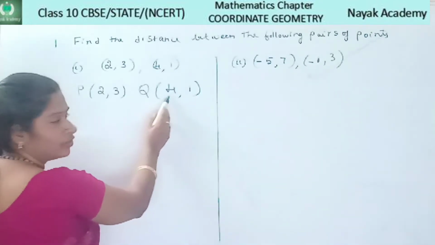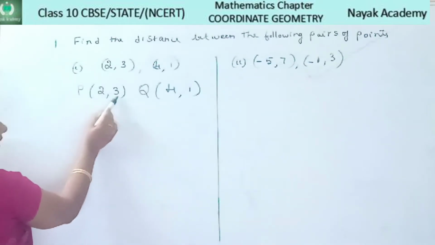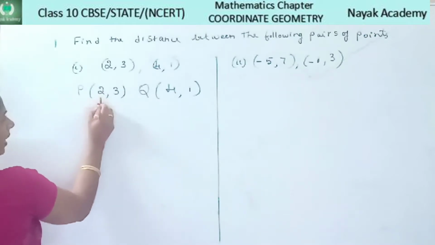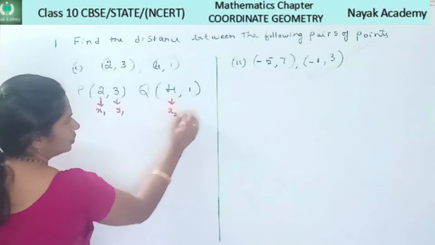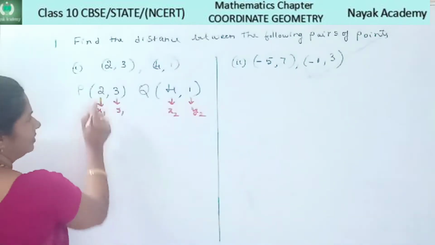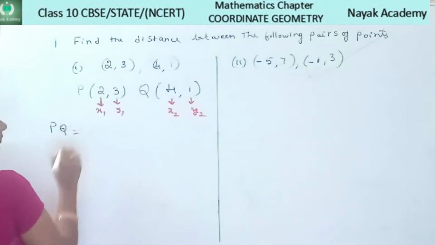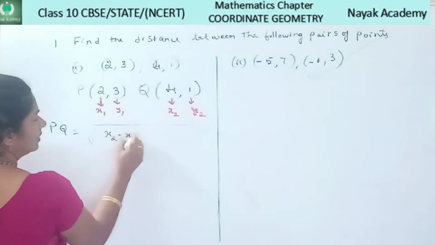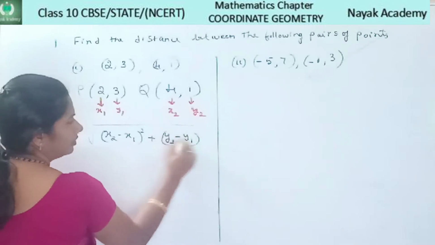So 4 is the x coordinate and 1 is the y coordinate. Here 2 is the x coordinate and 3 is the y coordinate. So let us take 2 as x1, 3 as y1, and 4 as x2, 1 as y2. Now we have to find the distance between these 2 points. So PQ equals, we know the distance formula, square root of (x2 minus x1) whole square plus (y2 minus y1) whole square.